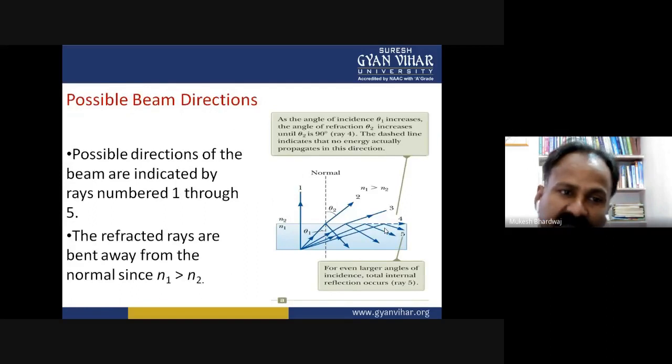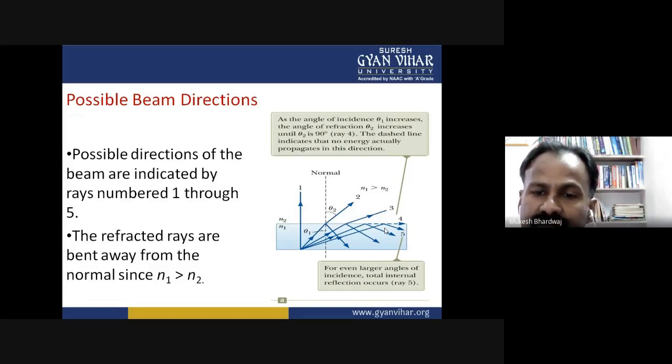Possible directions of the beam are indicated by the rays numbered 1 through 5. In the pictorial representation, you see that the possible directions of the beam are indicated from ray 1 to 5. The refracted rays are bent away from the normal since n1 is greater than n2.